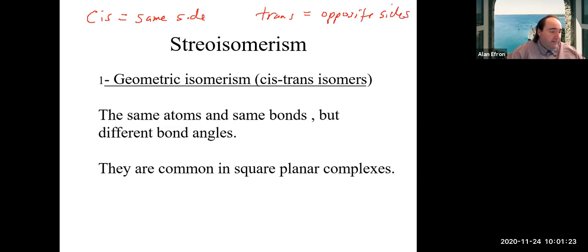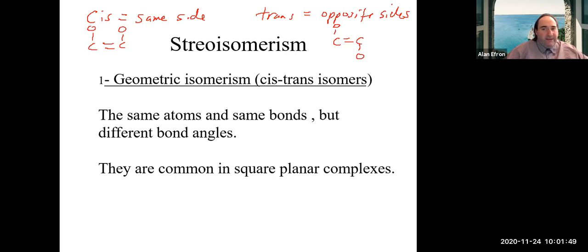A lot of times, for example in organic chemistry, cis and trans isomers develop when you have a double bond between two carbons. What we're talking about is maybe you have a group that is on opposite sides of the double bond, and that's a trans, or you have some groups on the same side of the double bond. That's what is referred to as cis.